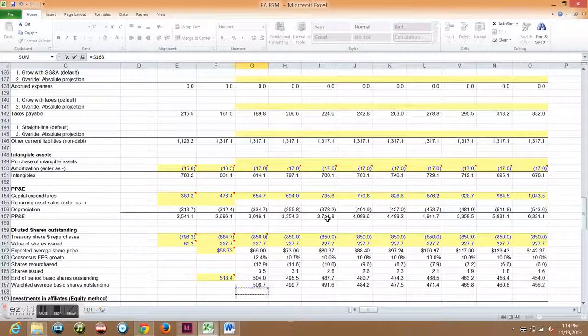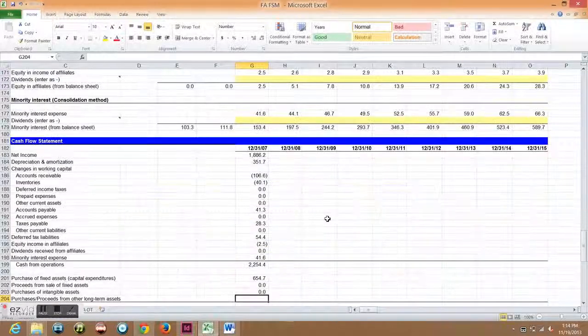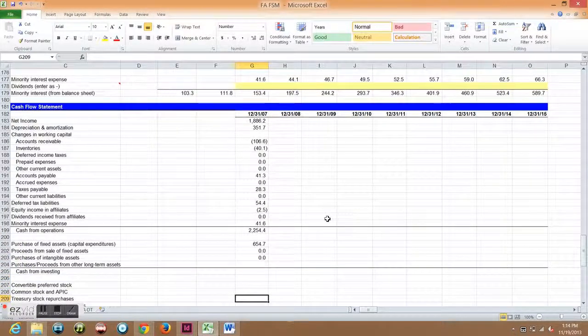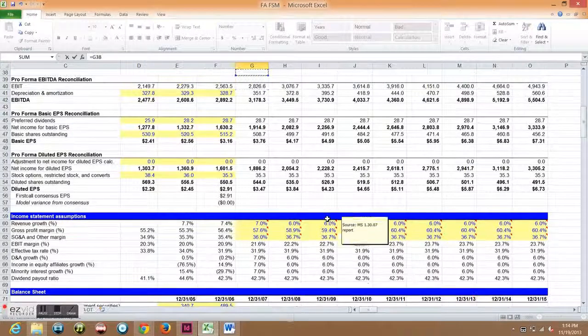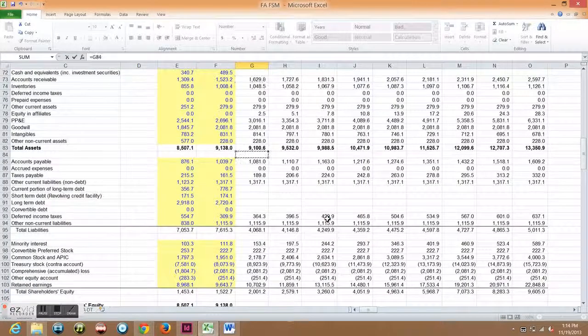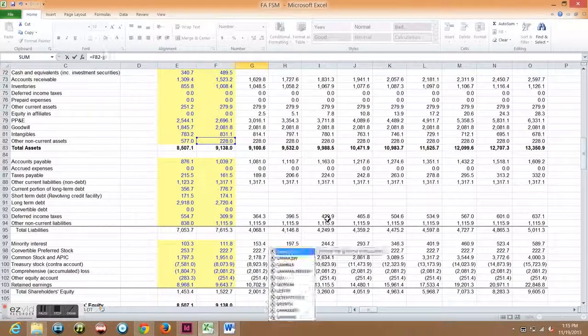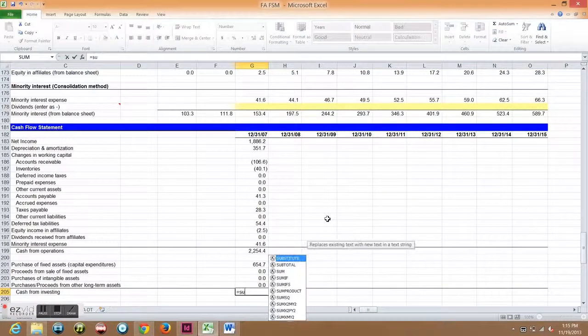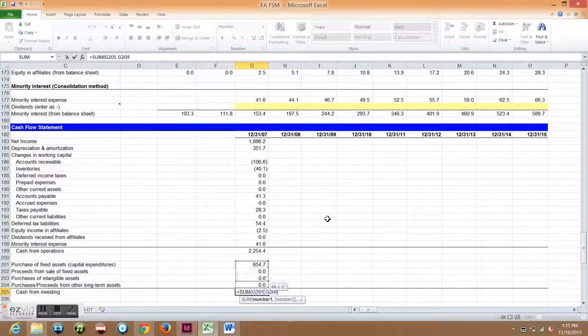Purchase of intangible assets. We go to our schedule over here. Purchase of intangible assets. We have 0. And these are the assumptions that we've made, that there will be no buying or selling of assets since this is a non-recurring activity for the company. Purchases and proceeds from other long-term assets. This is essentially going to be your other non-current assets. So you're going to take your previous year subtracted by your current year. There you go. And cash from investing is a sum of all of that.